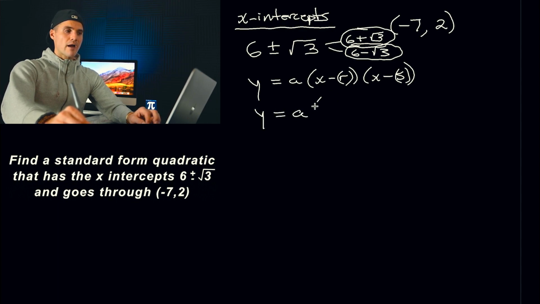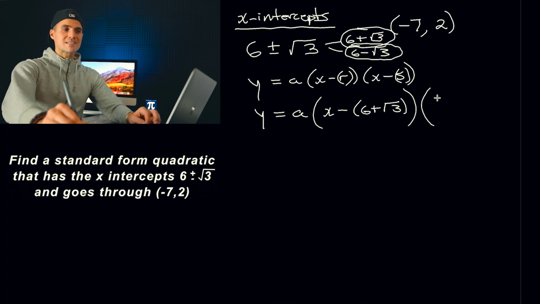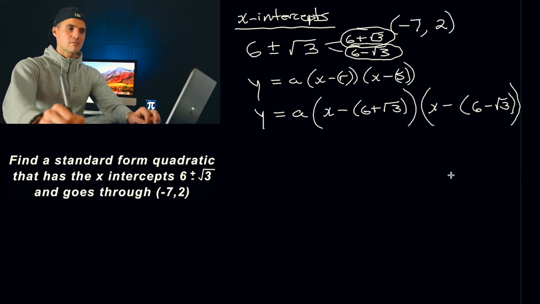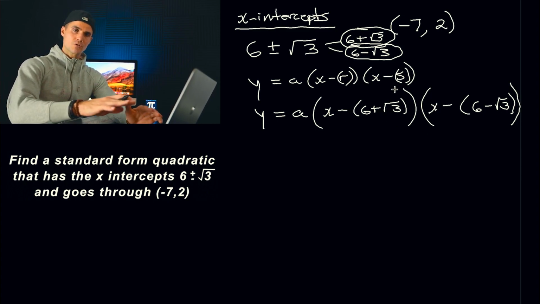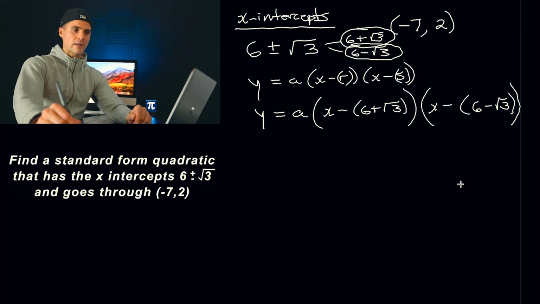This first bracket is going to end up being x minus the first x-intercept, let's say 6 plus root 3. And then the second x-intercept is going to be x minus 6 minus root 3. Okay, x minus the x-intercepts. Make sure you put the x-intercepts in brackets.